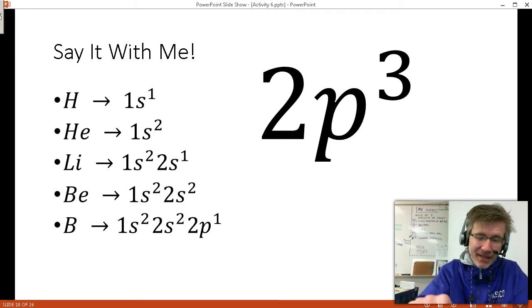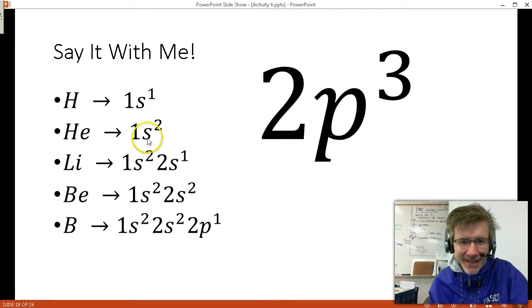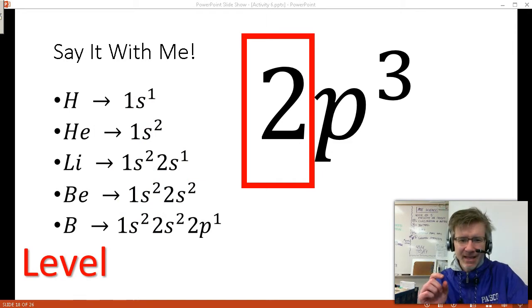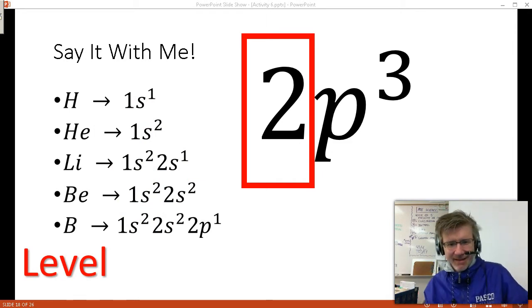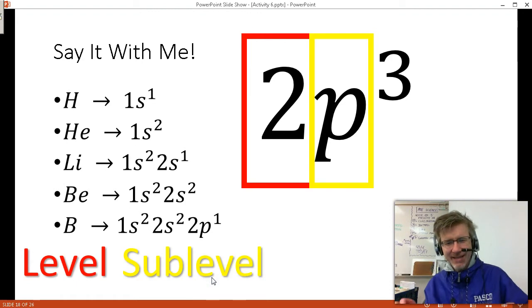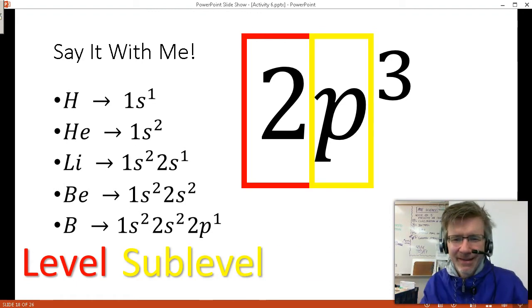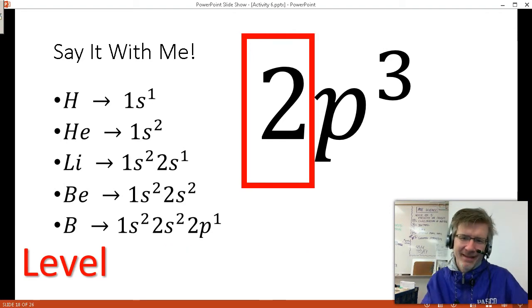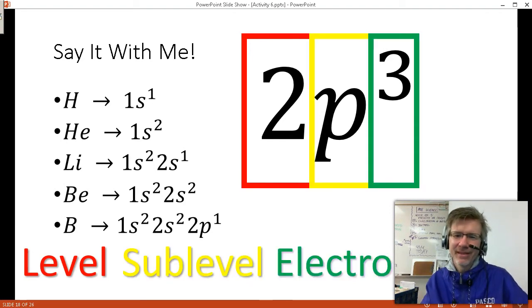So this is like a piece of these electron configurations. Remember, this is called an electron configuration. So 2 is the level. P is the sublevel. And 3 is the number of electrons. So once again, level 2, sublevel P, number of electrons 3. So when I say 1s1, that's level 1, sublevel S, 1 electron.